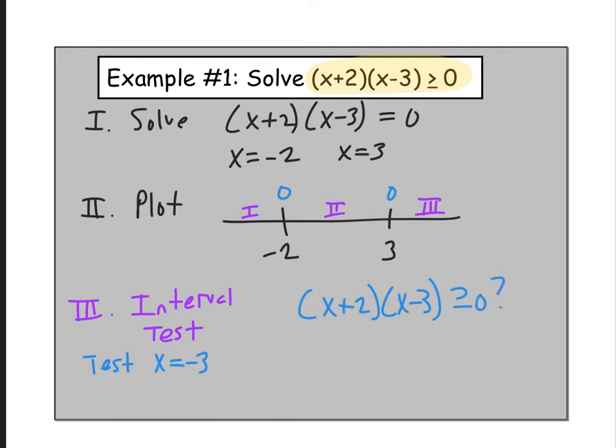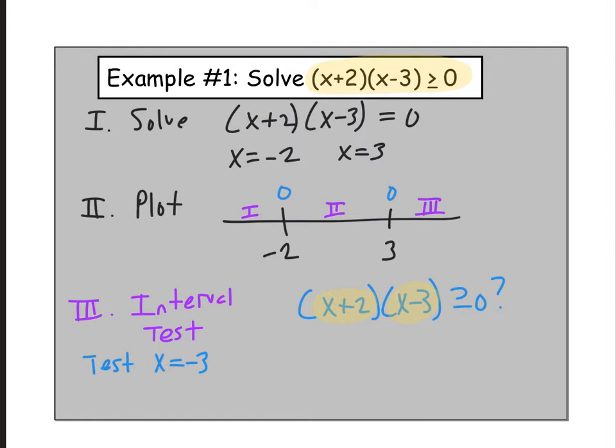Okay, so in interval 1, if x is negative 3, all I'm doing now, and this is kind of the weird part, is asking myself: is this factor going to be positive or negative, and is this factor going to be positive or negative? I don't really care what the number is, I'm just asking positive or negative.